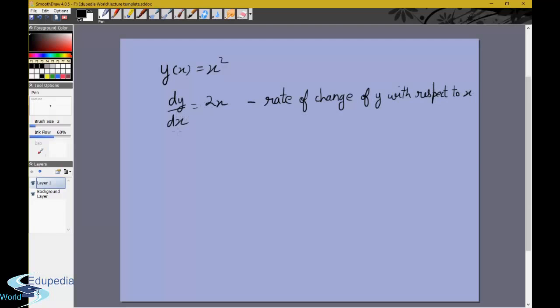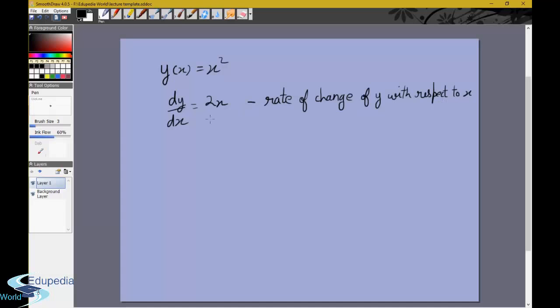So dx will be a small change in x. As x changes from a value x1 to say a value x2, y will change from a value y1 to a value y2. So dy will be the small change in y. Since it is a finite function, a very small change in x has to necessarily give a very small change in y. And dy by dx will be the ratio, will be 2x, which is the rate of change of y with respect to x.